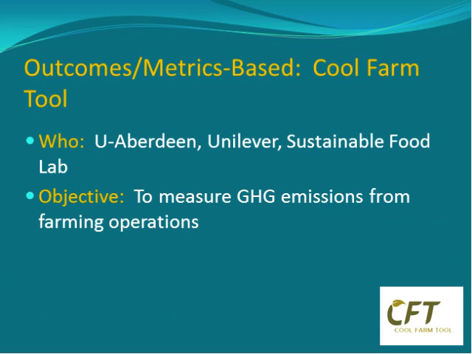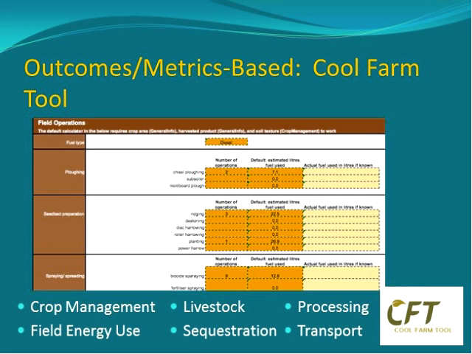Oh, I have one more tool. The Outcomes Metrics-Based Cool Farm Tool. This was developed by the University of Aberdeen, Unilever, and the Sustainable Food Lab. This tool focuses solely on greenhouse gas emissions from farming operations. So as you can imagine, they only ask questions that relate to the production of greenhouse gas emissions. They ask questions about crop management, field energy use, livestock, sequestration, so carbon sequestration in soils, agricultural product processing, and transport.